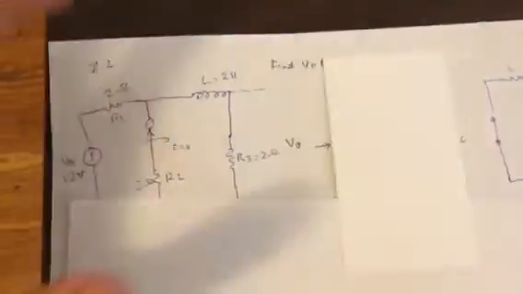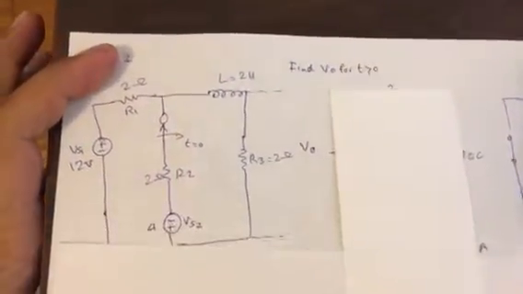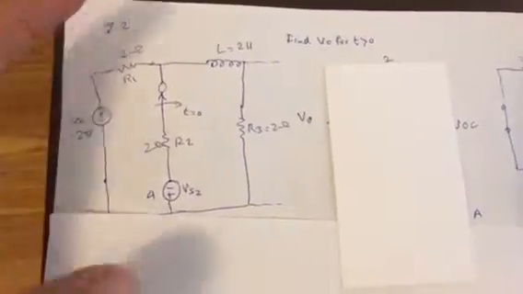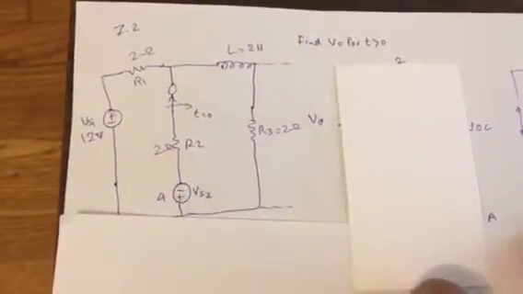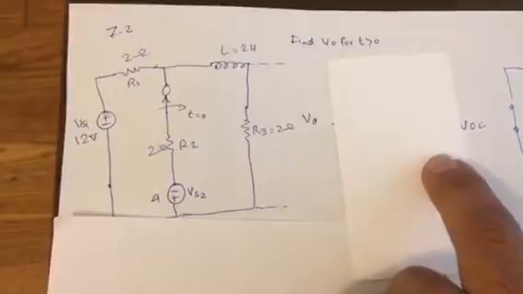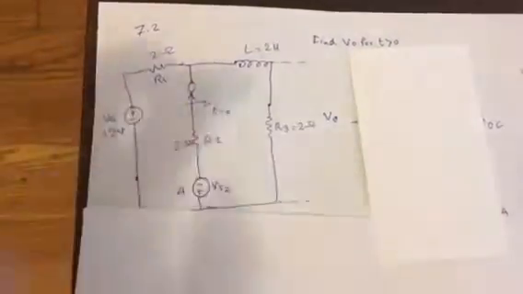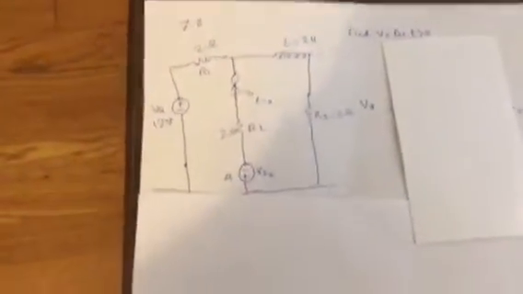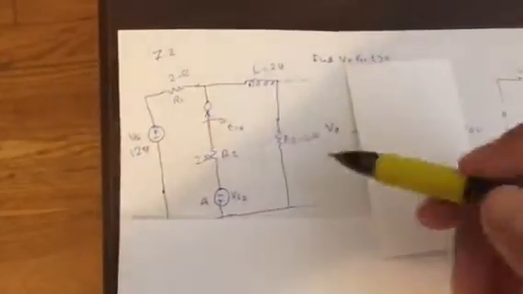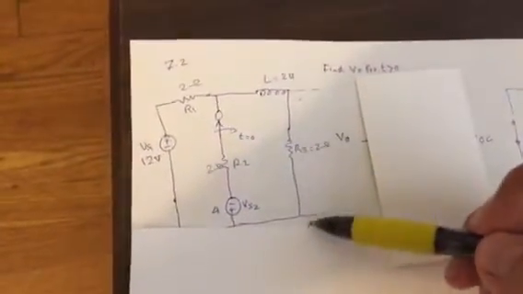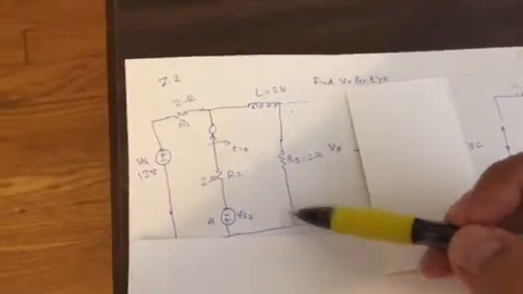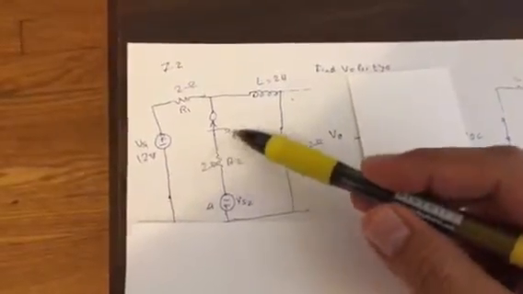Okay, so we are going to go through example 7.2 of chapter 7, the second example of the book. In this example we want to find the V0 at the ends of this over here. We want to find the V0 when the switch is on.